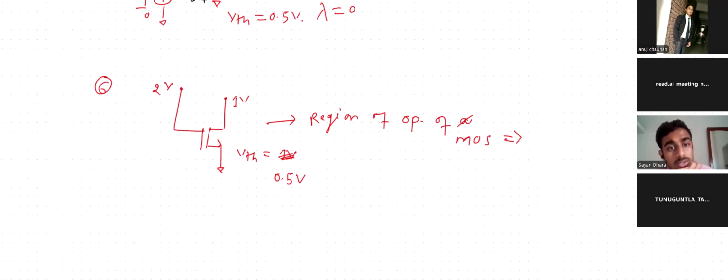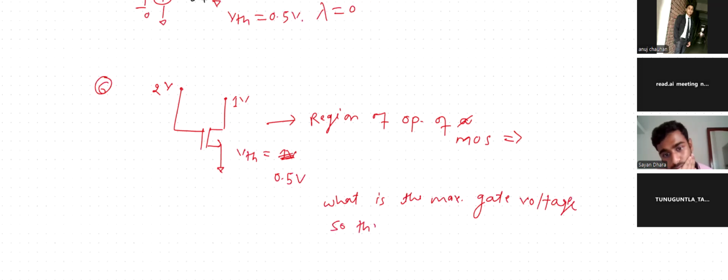Okay, so this is in the triode region. It is? Triode. Okay, it is in the triode region. So what is the maximum gate voltage so that this MOSFET doesn't go out of the saturation?